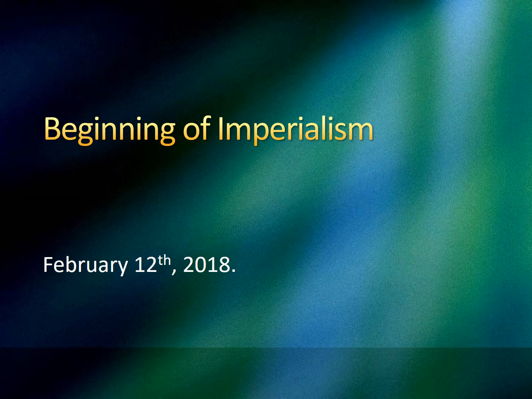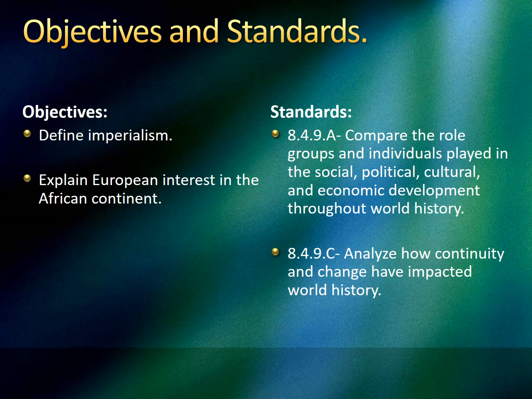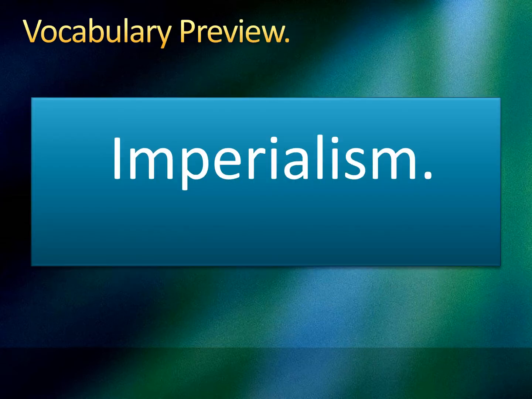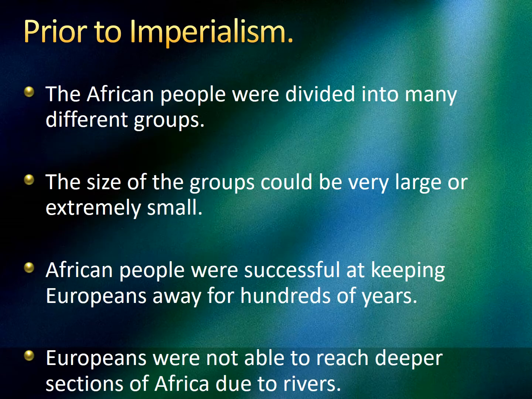We're going to start our next unit today, talking about imperialism. So today we're going to talk about the beginning of imperialism. Our objectives and standards: to define imperialism and explain European interests. Take a moment there to read over the standards if you would. And our desired result: how did imperialism begin in Africa? And one vocab word here: imperialism. So think about what that word might mean and how it applies to this lesson.